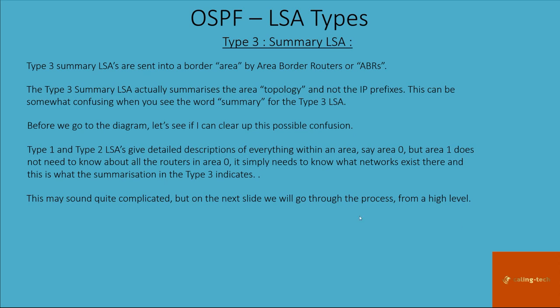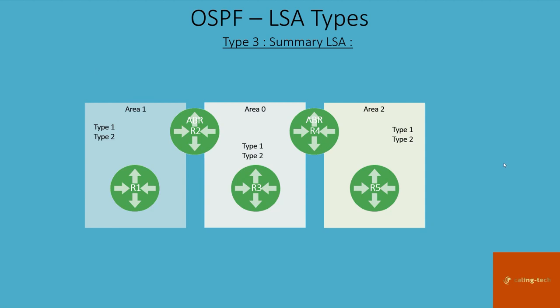So here we have an OSPF topology diagram with three areas. We have area 1, area 0, and area 2. Within each area we have the type 1 and type 2 LSAs. ABR Router 2 will take the type 1 and type 2 LSAs from area 1, summarize them, and send out type 3 into area 0. So it will flood area 0 with type 3 summarized packets from area 1.